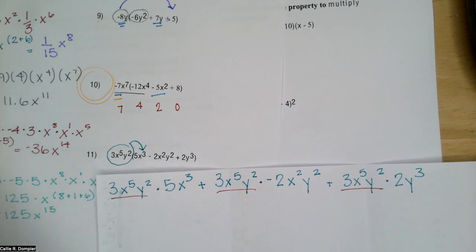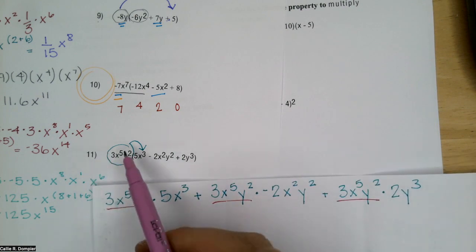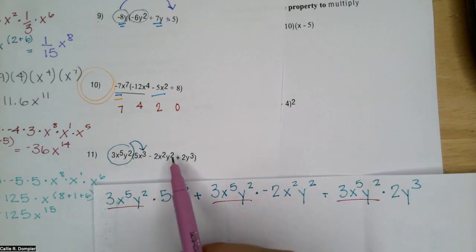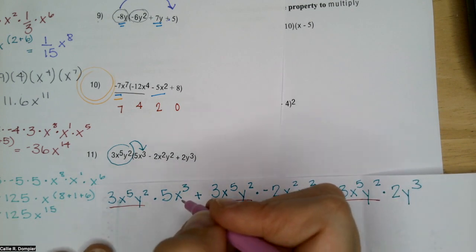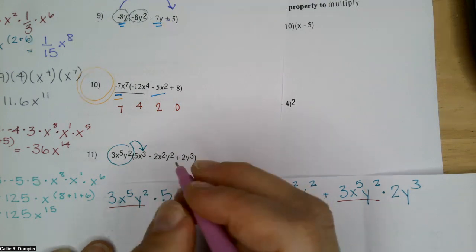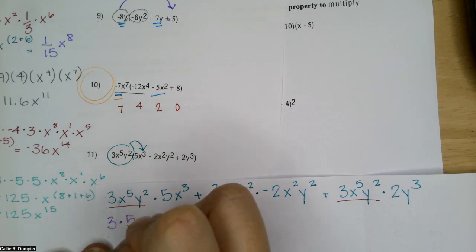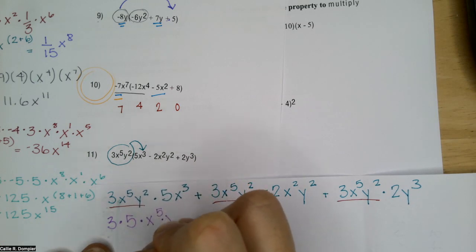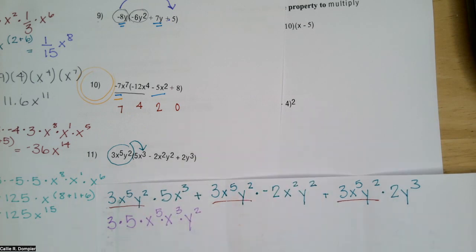Now let's simplify each part. We have 1, 2, 3 terms. We'll end with 3 terms because it's a monomial times a trinomial, so we'll end with a trinomial, okay? 3x to the 5th y cubed times 5x to the 3rd. I'm just going to put it in order. 3 times 5 times x to the 5th times x to the 3rd times y squared. Good.